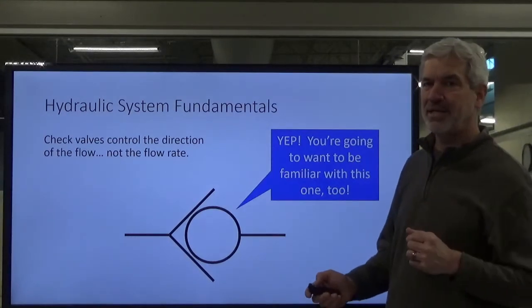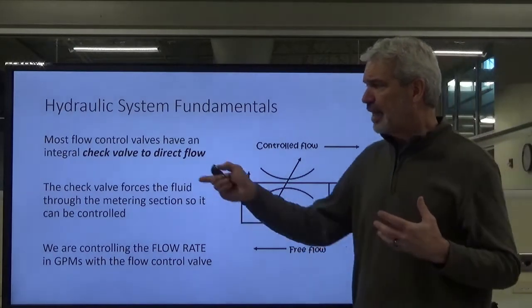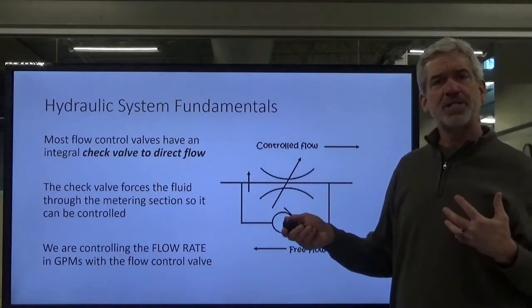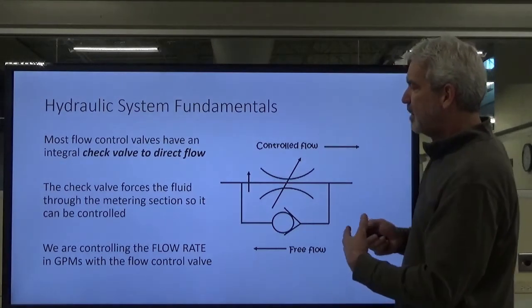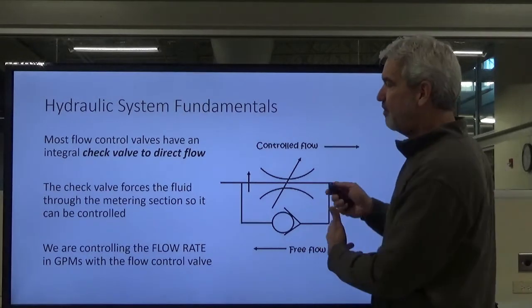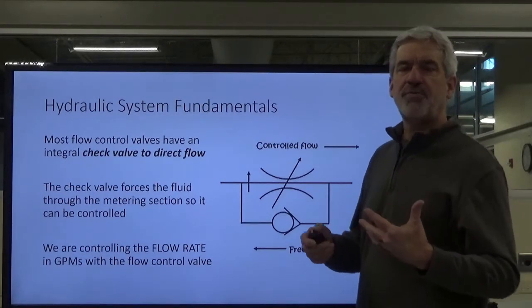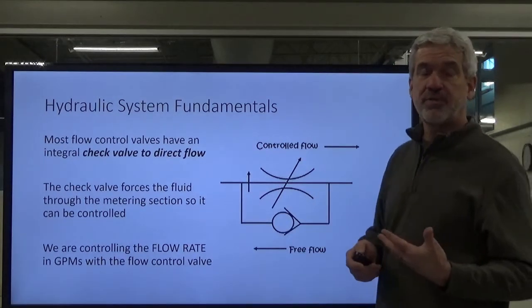I bet you're going to see it a little bit later. There's a big hint for you, okay? So, like I said, the check valve controls the direction, but not the flow. And this is how this works. It basically makes the fluid flow through the metering section of our flow control valve, and we control the flow rate, or the GPMs, that we're allowing to pass through the flow control valve.